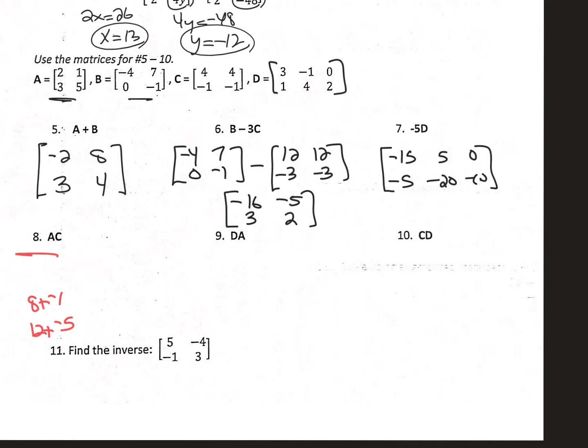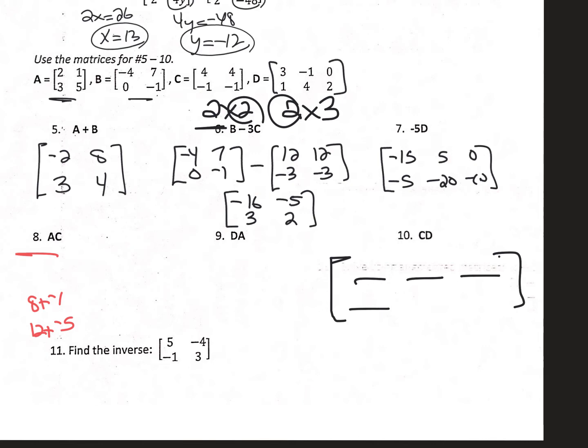And the last one, C times D. Hopefully we can do that. We can't do D times A. Let's check it up here. C is a 2 by 2. D is a 2 by 3. So that one we are good to go. So I'm just going to come down here. My answer is going to be a 2 by 3, which looks like matrix D, by the way. So I'm going to go ahead and draw that down here.